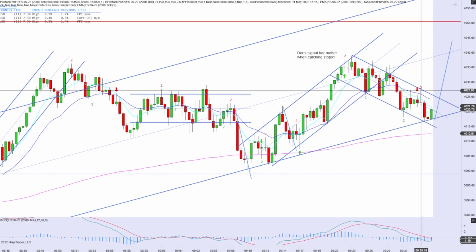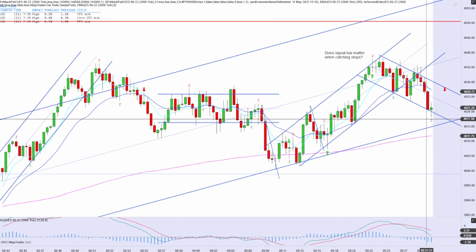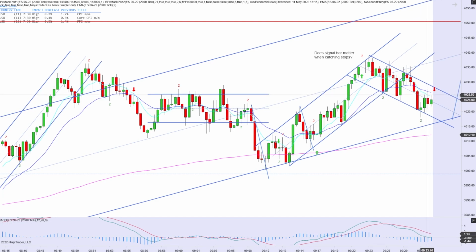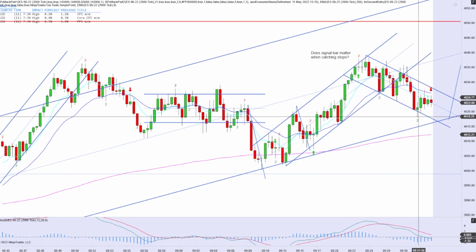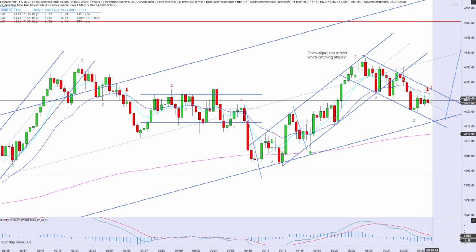But the reason I want to talk about this area of the chart is because let's say we were going to enter on this bar. I know that one of our rules talks about, if there is a close above 9 EMA, we remove the entry order. But what about the number of bars? If we get too many bars, could the trade have already played out?